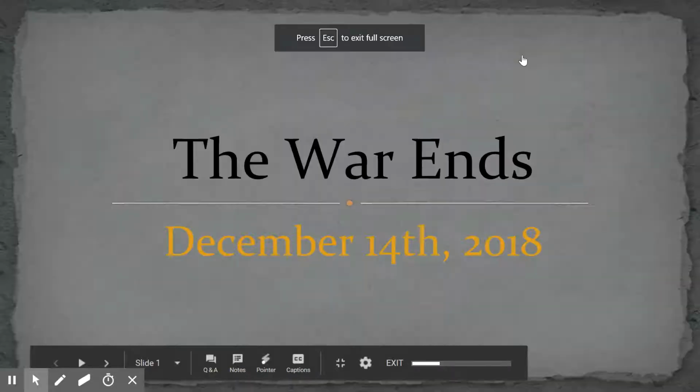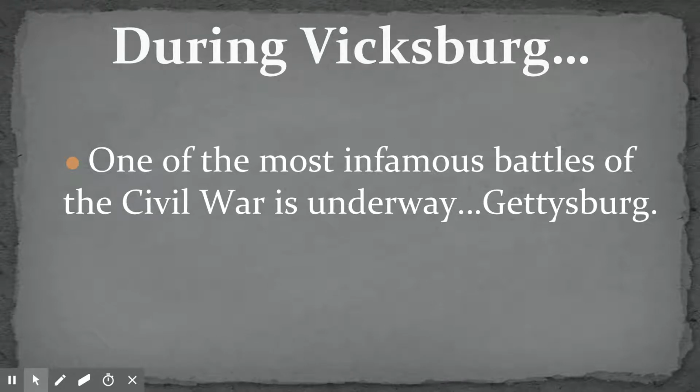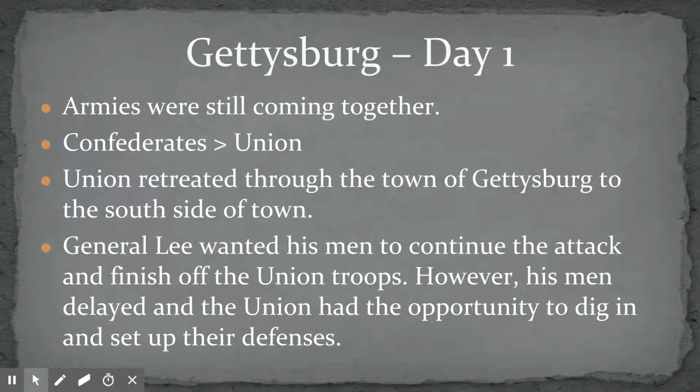This was the last thing that you had taken notes on, the war ending. So while Vicksburg is underway, one of the most infamous battles of the Civil War is going on at the same time, and that is Gettysburg. For the second time, Lee has decided to take war to the North. This time he strives a bit farther than just jumping a border. He actually makes his way into Gettysburg, Pennsylvania. So there's your location. The date will be July 1st through the 3rd of 1863, and the goal of the South is to defeat the Union Army once and for all.